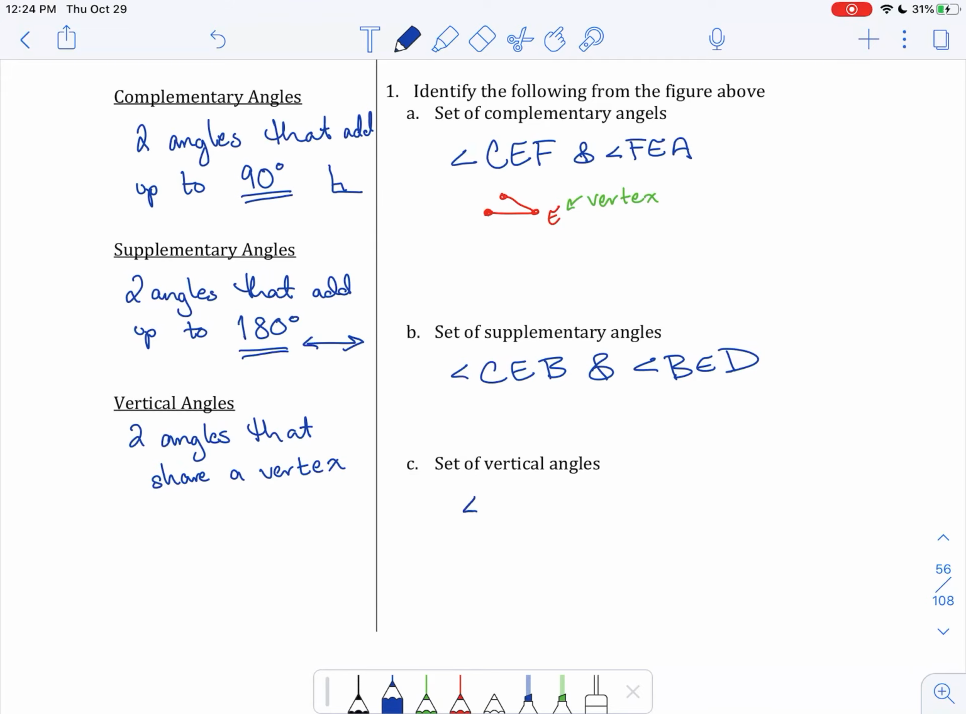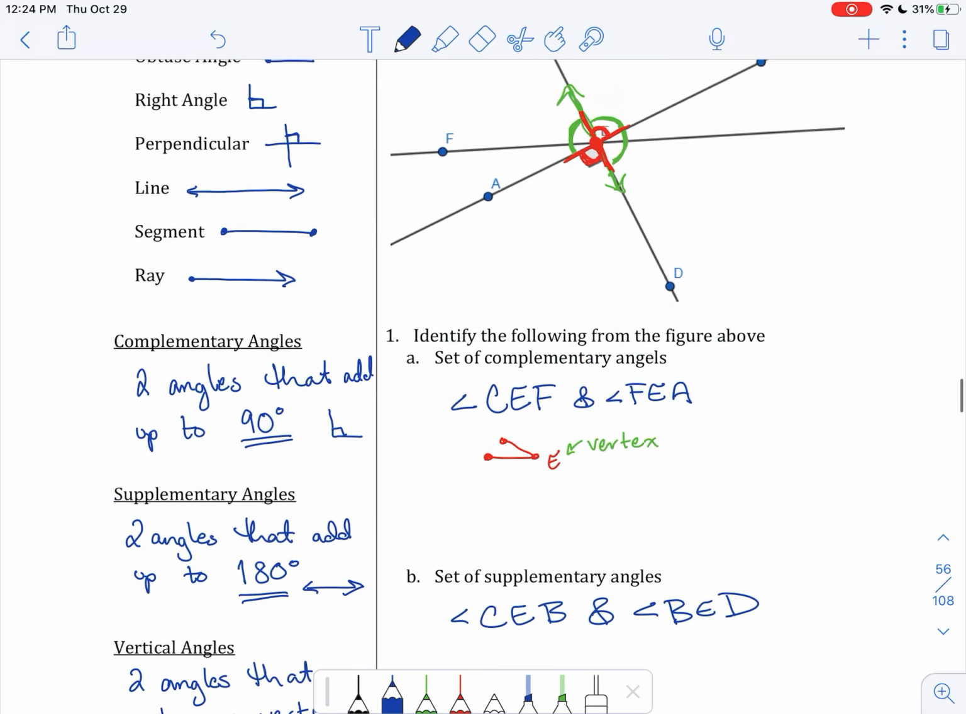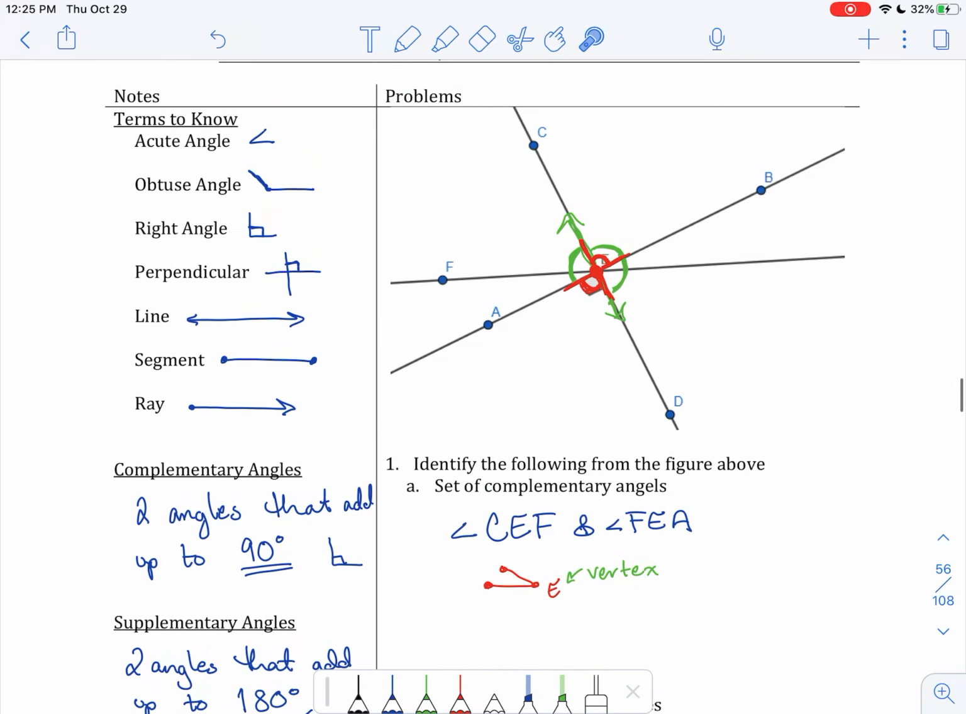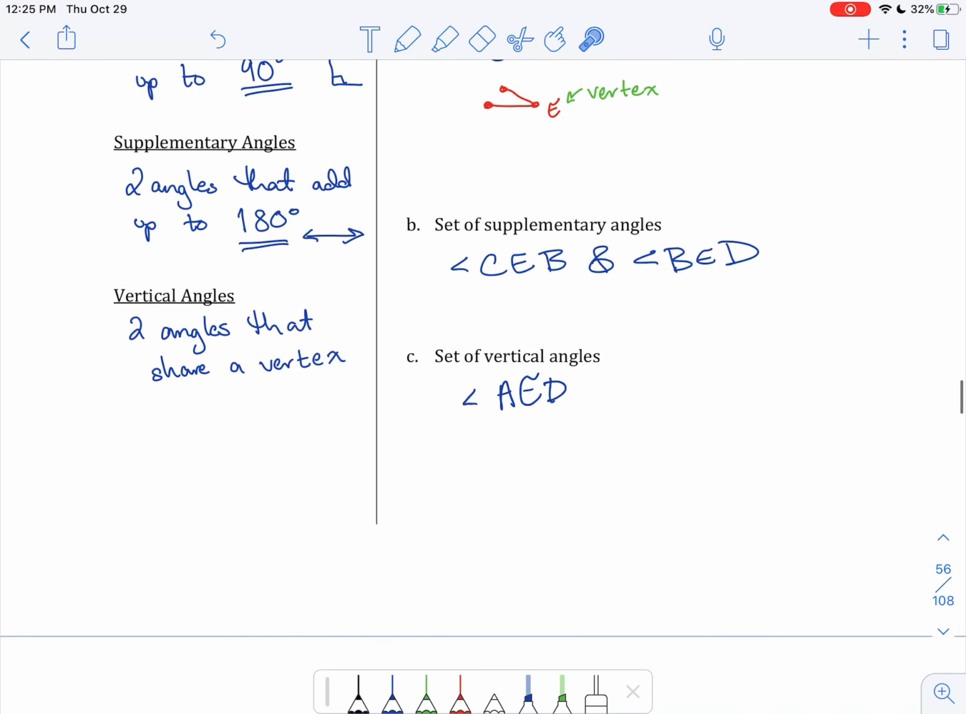And those would be called, below, A, E, D. So that's this one here, A to E to D. And then the upper one is, again, C, E, B from part B.